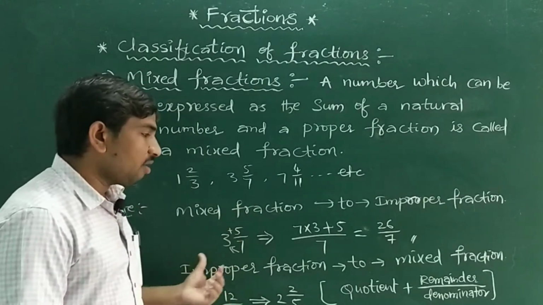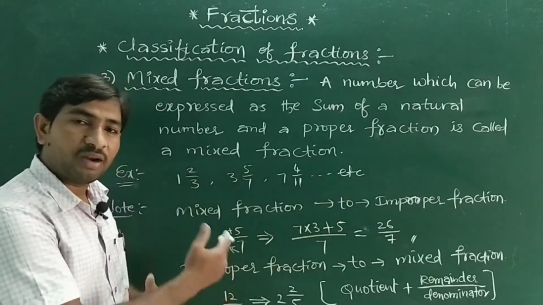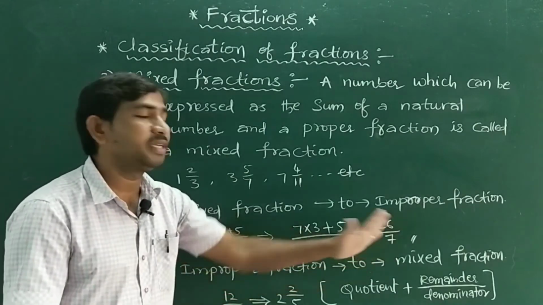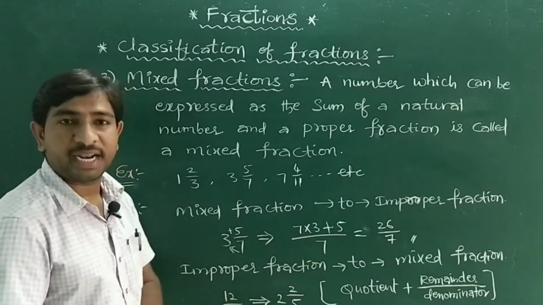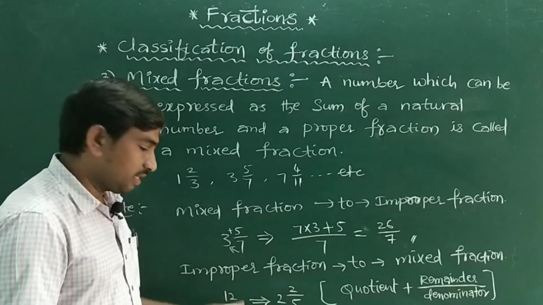Now, how to convert an improper fraction to a mixed fraction? It is very easy, by division. For example, 12 by 5 is an improper fraction.